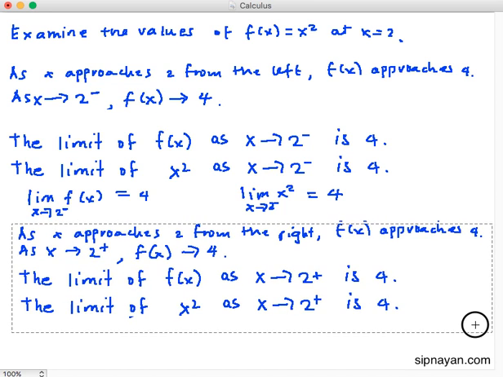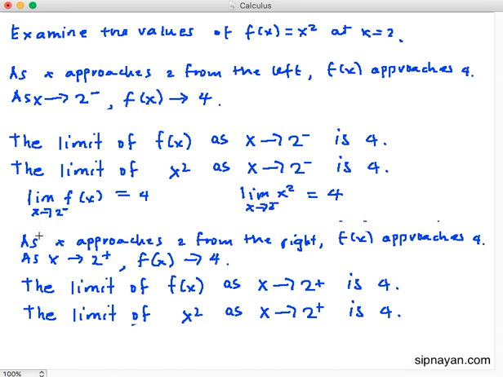Tapos, dito rin, syempre. Same din. Yung may iba lang dyan yung right. The limit of f of x as x approaches 2 from the right, plus siya, is equal to 4. And the limit of x squared as x approaches 2 from the right is equal to 4. Okay, so ito yung pinaka compact na notation, no? At gagamitin na natin to sa mga susunod na videos, kaya I hope na i-familiarize niyo yung sarili niyo sa notation na yan, no?